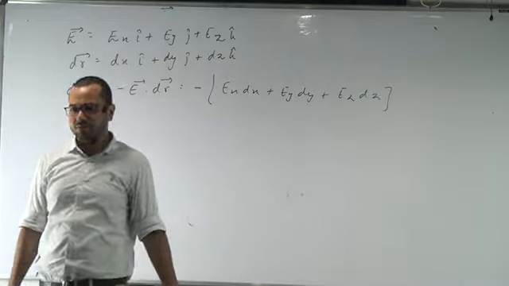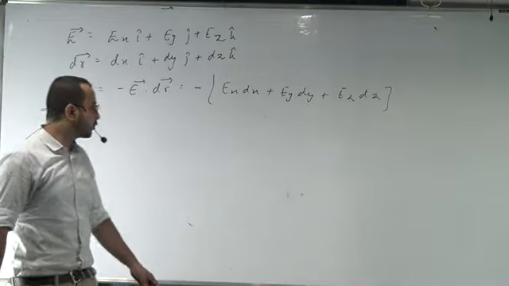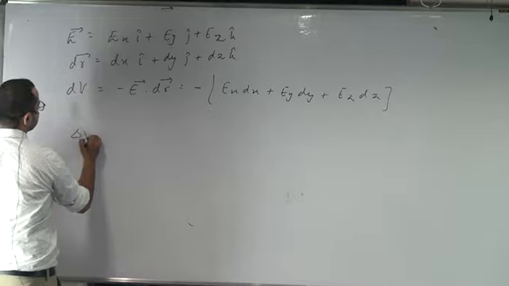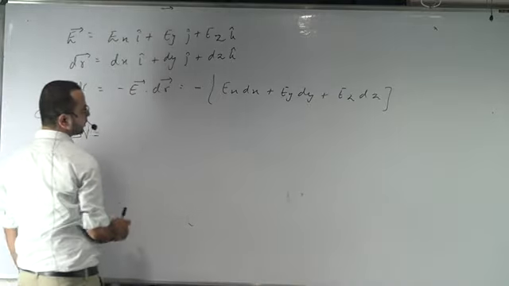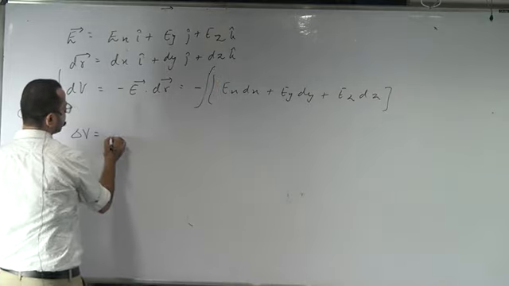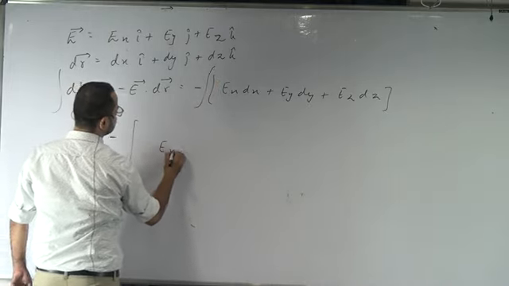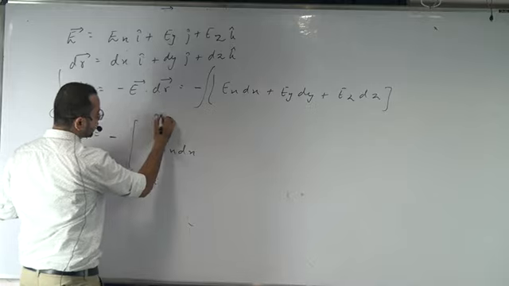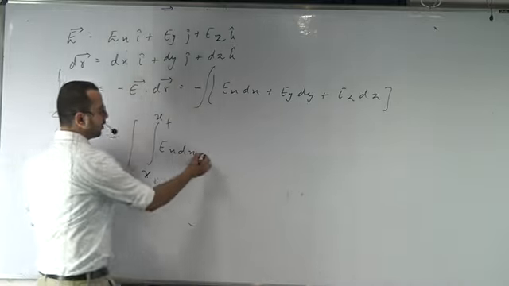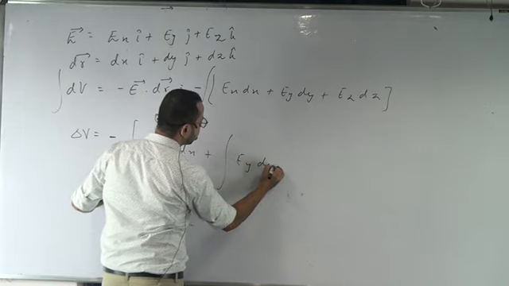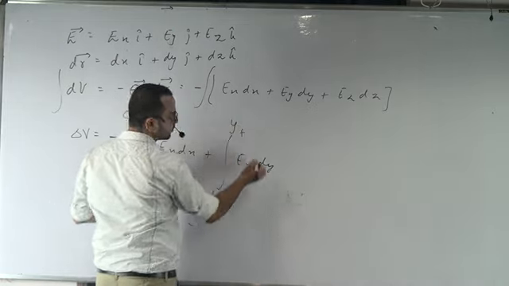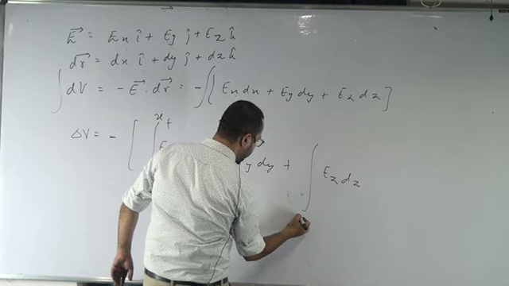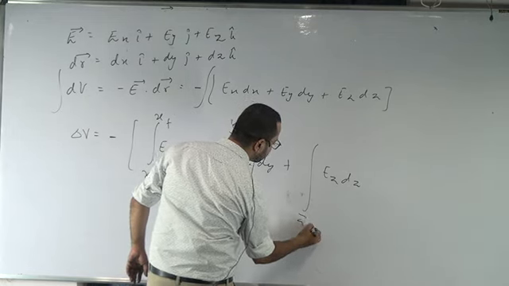So when field is in more than one dimension, what we can do is we can use this relationship. Matlab we are using the same relationship. In this case, what do we observe? We observe delta V is equal to, if I integrate on both sides, minus, and then I get integral of Ex dx, going from x initial to x final, plus integral of Ey dy, going from y initial to y final, plus integral of Ez dz, going from z initial to z final.